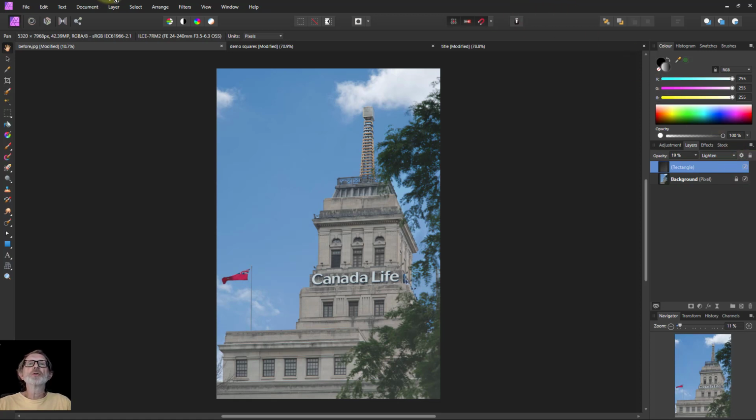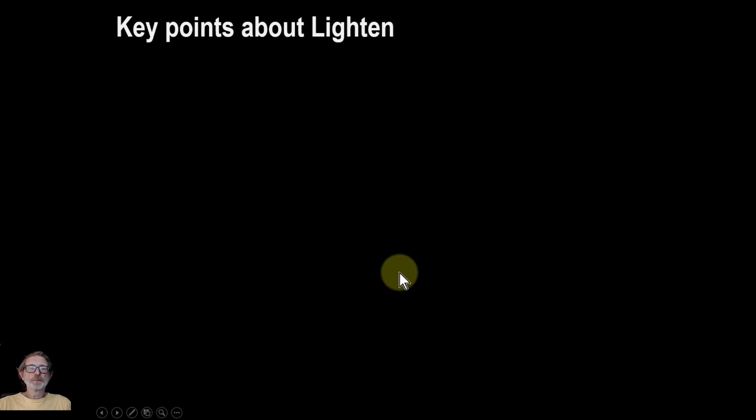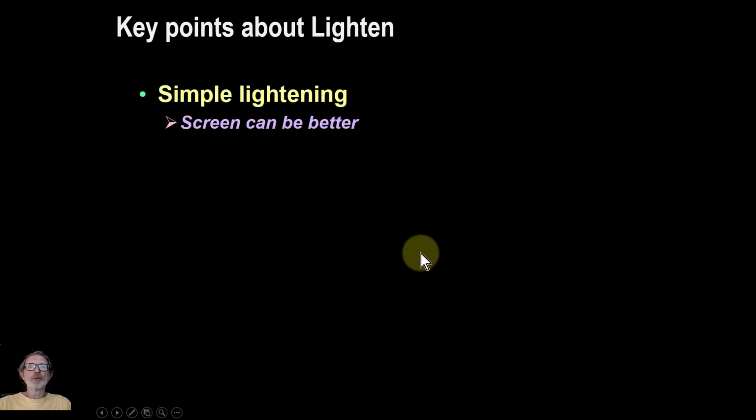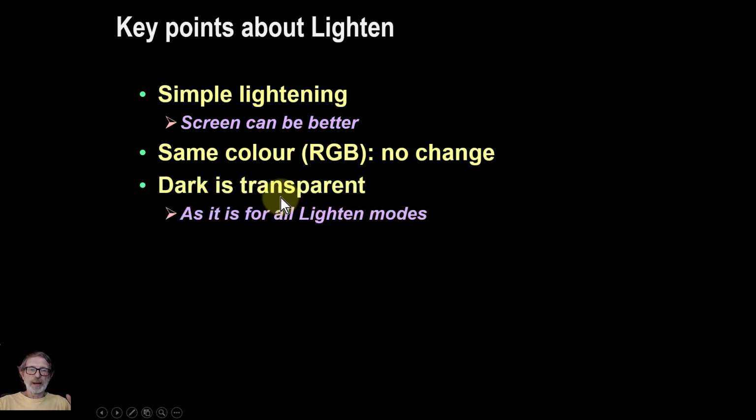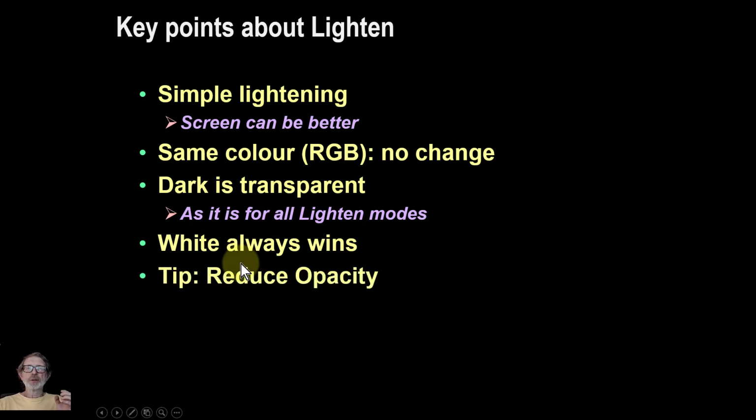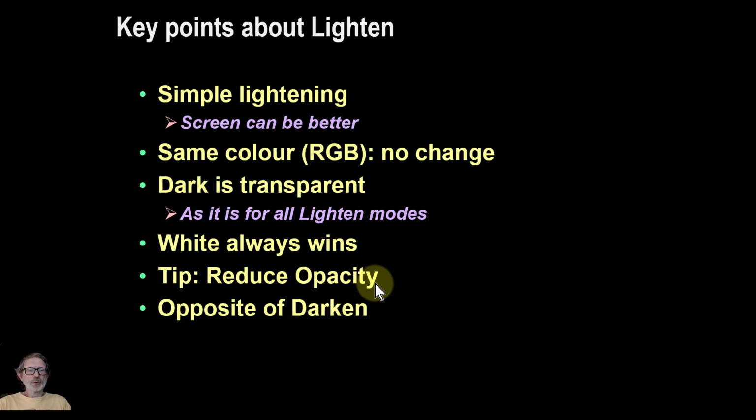Anyway, that's it. So we'll just have a look at the key points. Overall, it's a simple way of lightening a picture. The screen blend mode is often used, can be better, but this blend mode also has some particular uses. If you've got the same colour on both, nothing happens, so you can't do anything with just a duplicate and a blend. Dark, or black, is transparent, and all lighten blend modes are the same on that. White, on the other hand, always wins and always comes out on top. A useful tip is when doing something, try reducing the opacity. You can often get something which is useful, particularly on this, where the white is normally just too much by itself. And it is an opposite in many ways to the darken blend mode. You can often use them together to create useful effects.